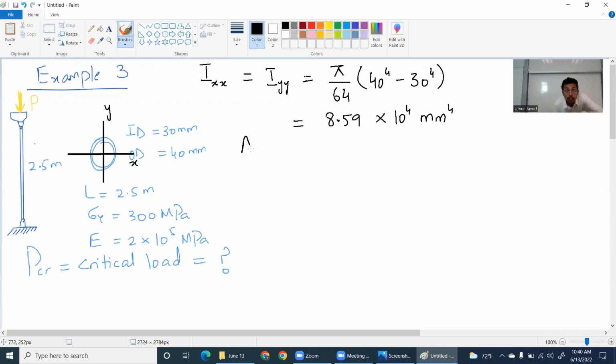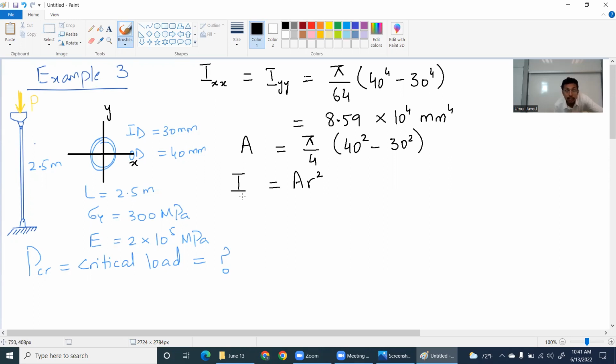So area is equal to, this is a buckling problem. Area is equal to pi by 4 into 40 power 2 minus 30 power 2. So I get, what is the first step? The first step is to find the radius of gyration, right? So what I am trying to do is find the radius of gyration.